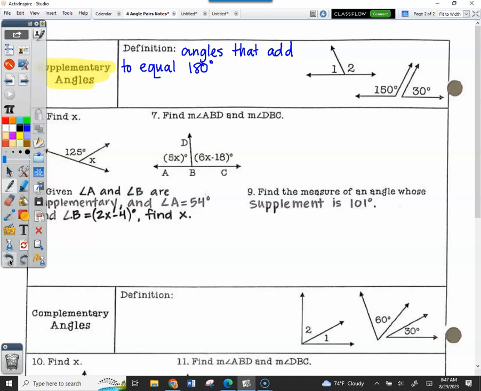Supplementary means they add up to 180. So for instance, right here, angle 1 plus angle 2 equals 180.